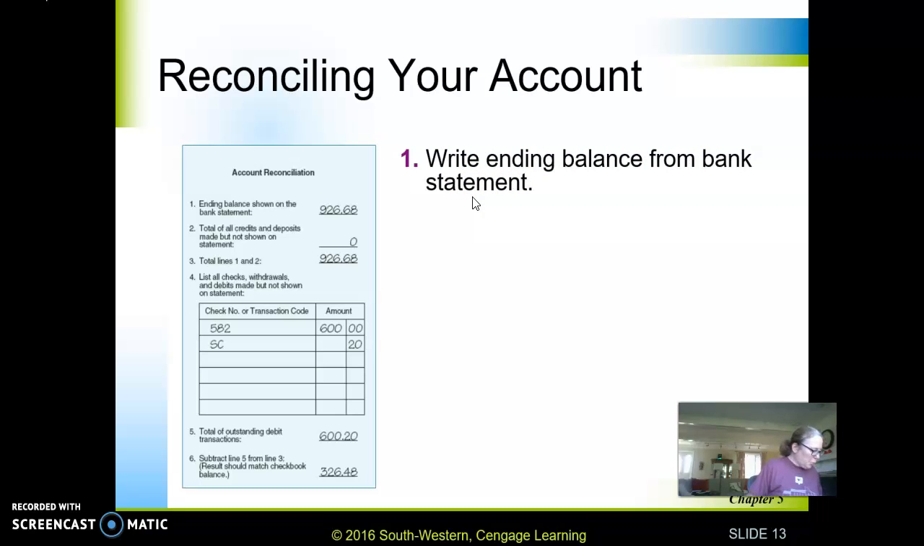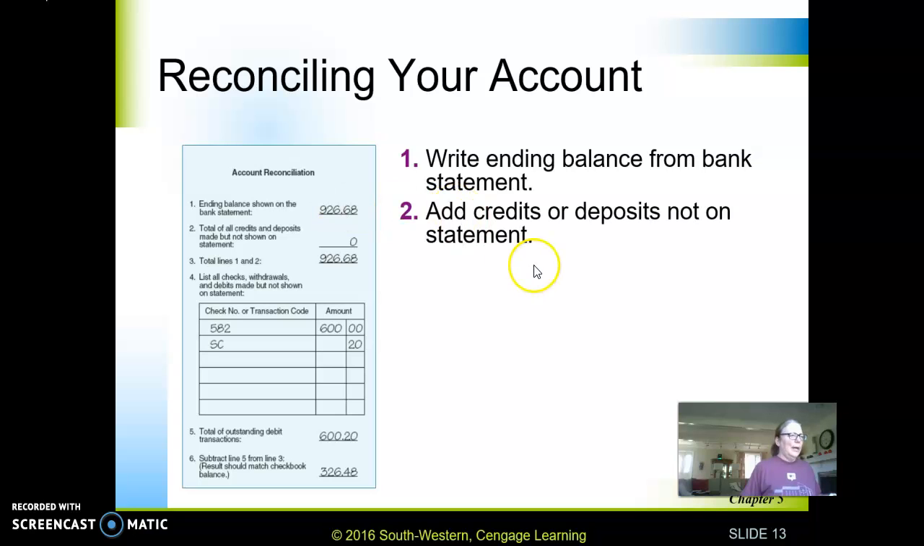If you're looking at page 111, about a third of the way down it says ending balance $926.68. That's how I get line number 1 here. Line number 2 says add credits or deposits that aren't on the statement. So on that statement on page 111, for checks, debits and withdrawals, and deposits, anytime I have it on the bank statement, I'm going to go over to my checkbook register on 110 and make check marks. There's a column for check marks.